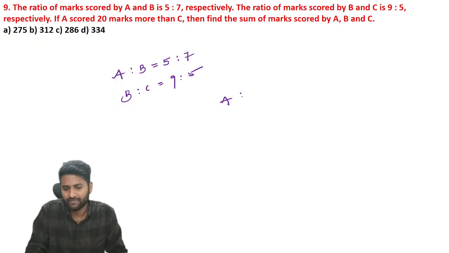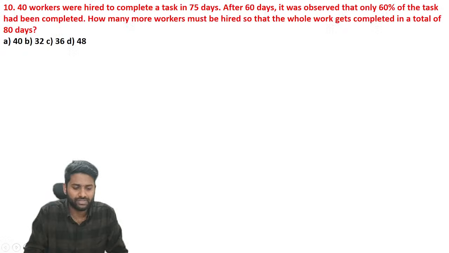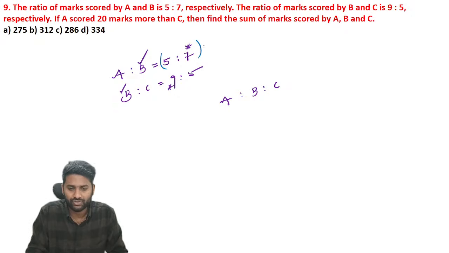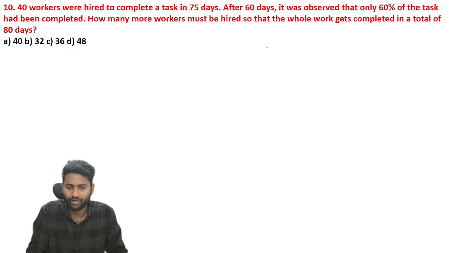First, we will identify the combined ratio ABC. As you know the approach, element B is common, so B's position must be common. But you can see different numbers, so we have to equate them. We multiply one ratio by 9 and the other by 7. So 9 into 5 is 45, 9 into 7 is 63, 7 into 9 is 63, 7 into 5 is 45.